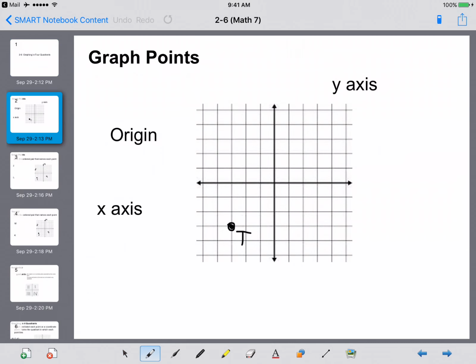So our origin is the point 0, 0. It's where everything starts off. Okay, your origin is where you originate from. So 0, 0, the center of the graph, is where this starts.